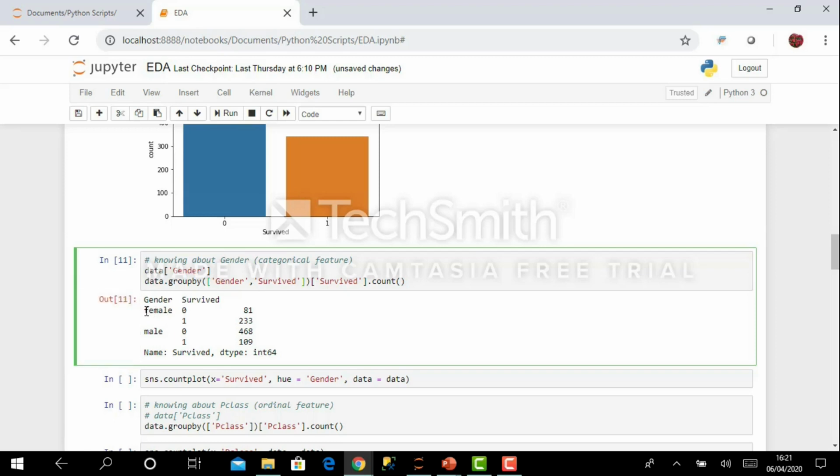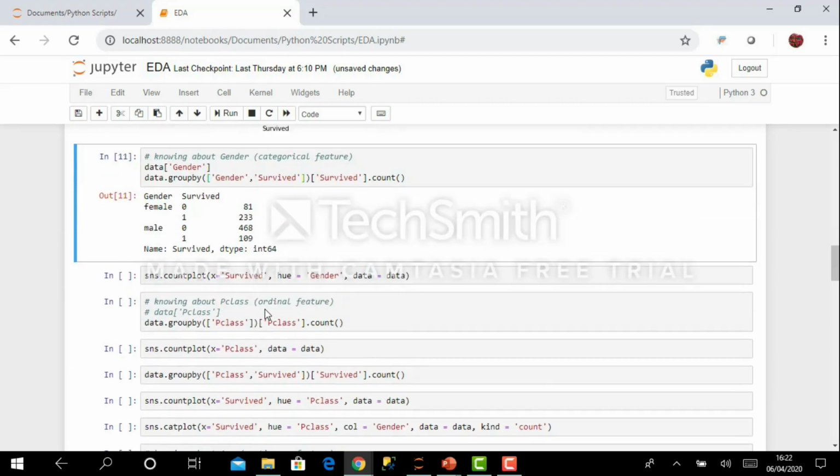The first one is female and 0, and there are 81 records present. Then female and 1, it is 233 records. Similarly for male, not survived is 468, and male survived is 109. So from the data you also get some understanding that among the males most of them did not survive, right? And for females the situation is just the opposite. Here the number of survivors is more than the number of people who did not survive, right?